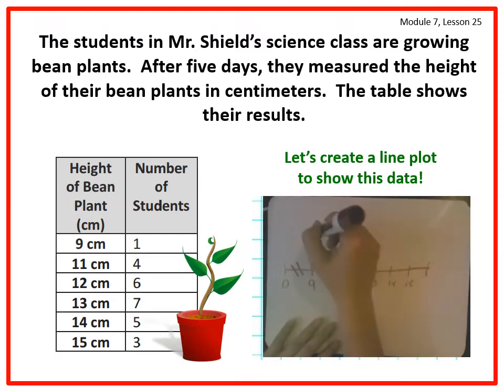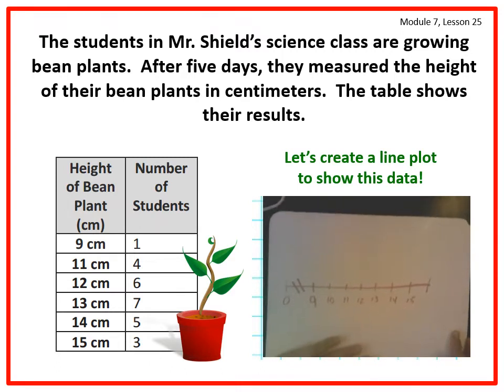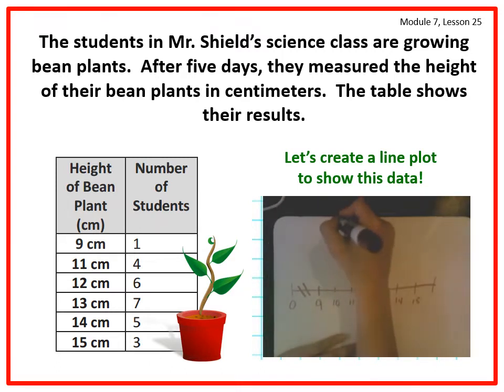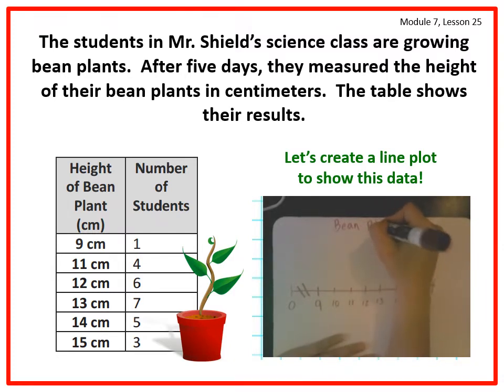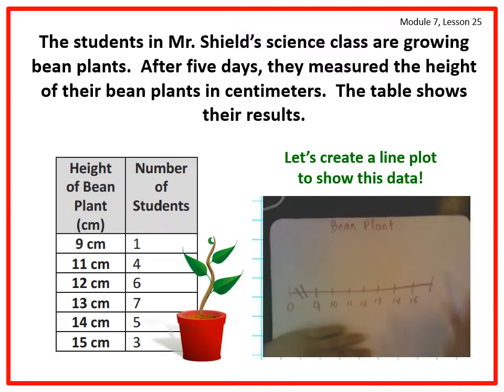Okay, so bean, oh, you know what? We're going to need space to put our little X's, right? So I'm going to leave some space there and I'm going to try to do it as high as I can. Bean plant height. There we go. There's our label.